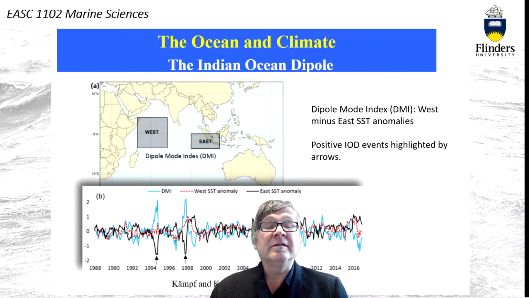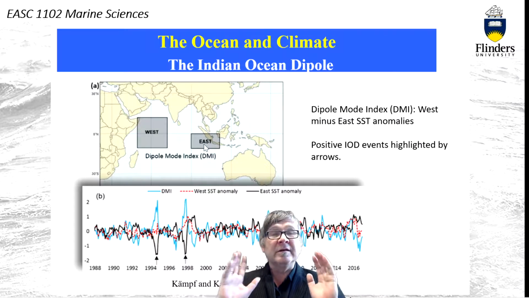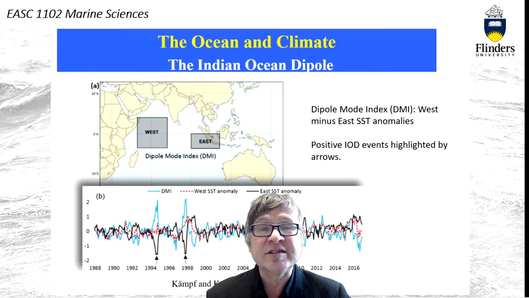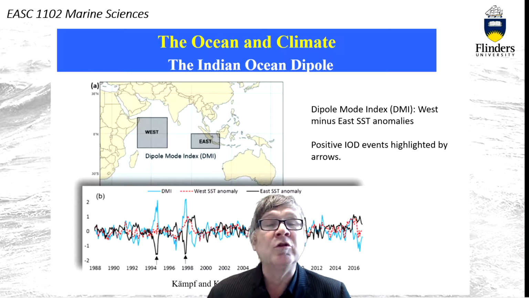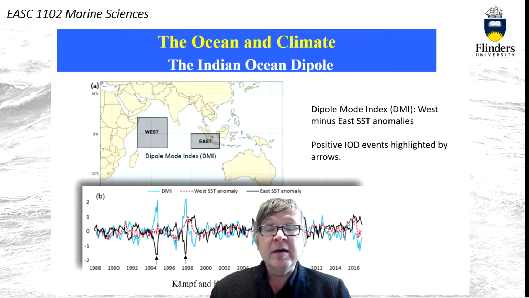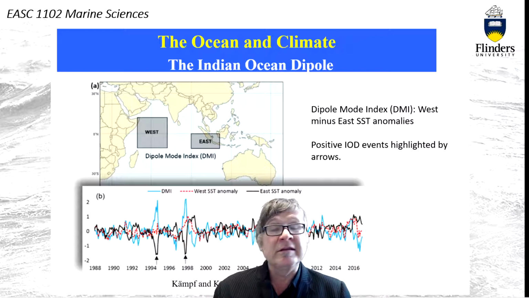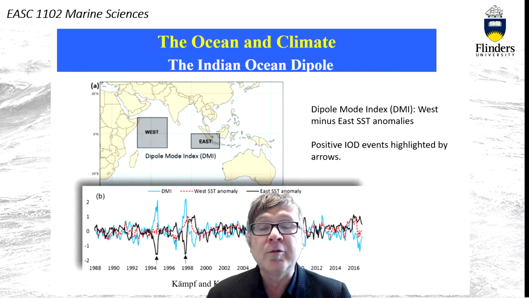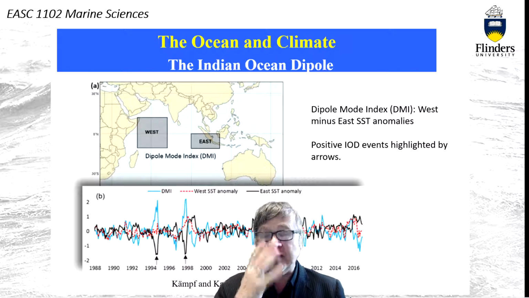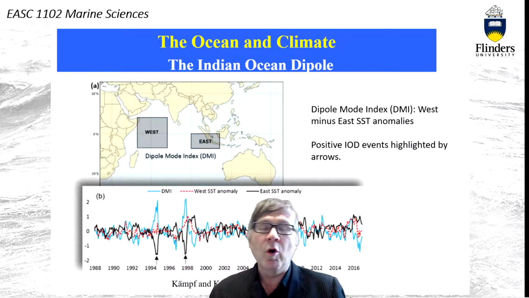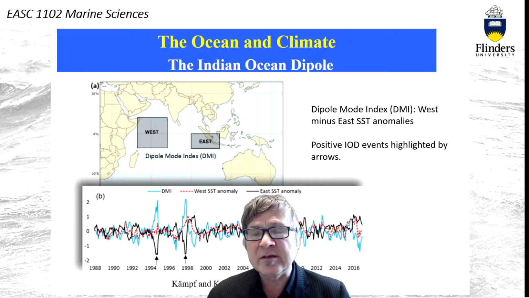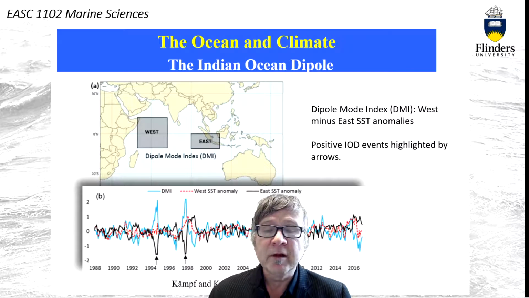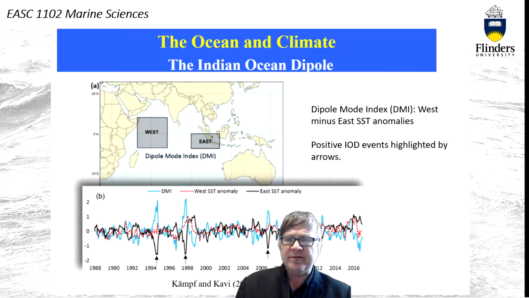Okay, and what you do is you look at the sea surface temperatures, you subtract the average values, and then you look at anomalies, and you take the difference, and the difference is called the dipole mode index, and it tells you whether it's warmer in the east compared to the west or the other way around. And this is a time series of this event. Okay, so you can see the time series.